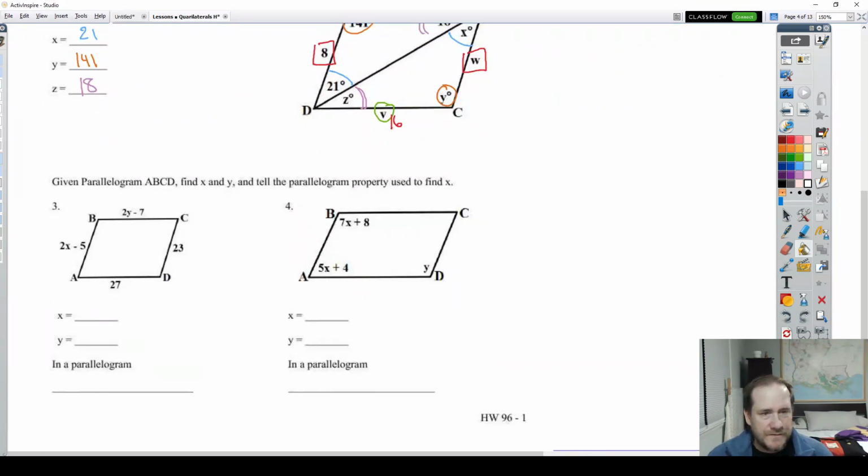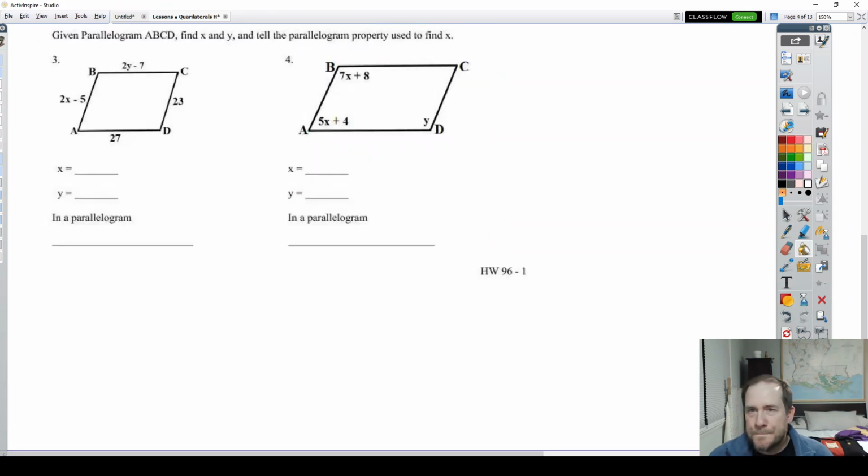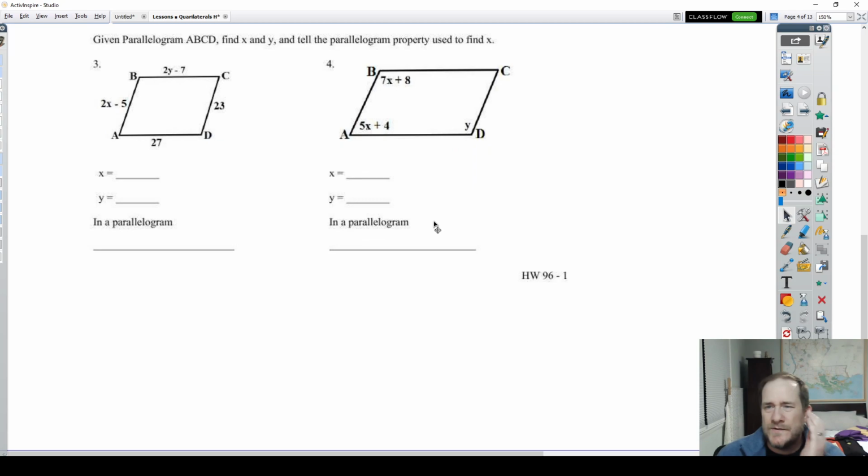So now we've got 3 and 4 that we can look at. We can start with 3. It looks to me like 3 is pretty straightforward. We're just going to use that same property from before, the one that says opposite sides are congruent.